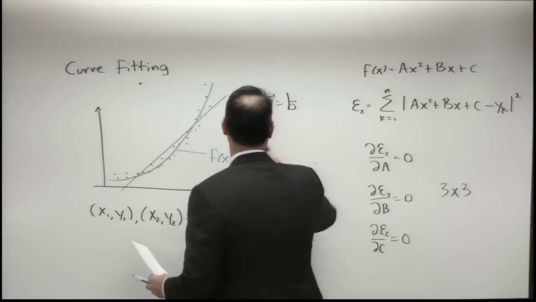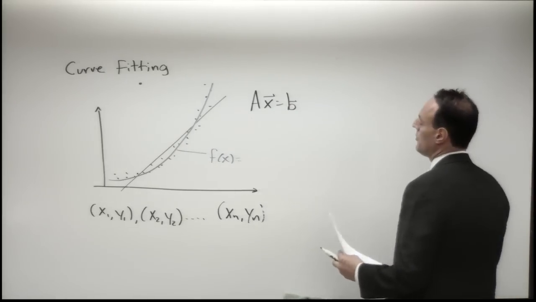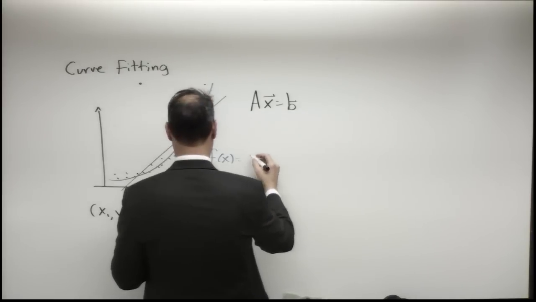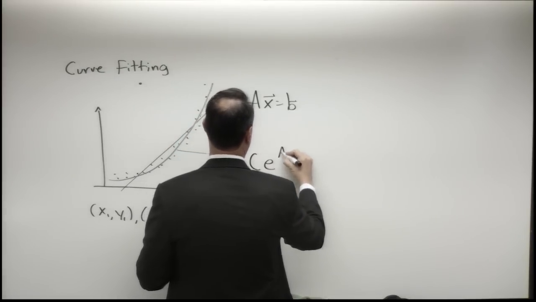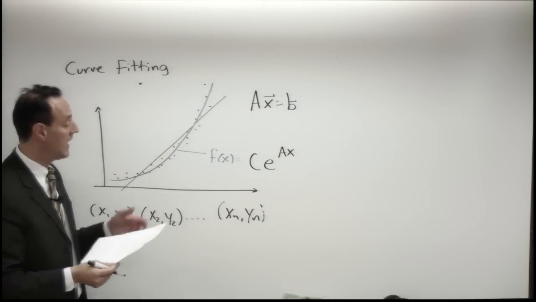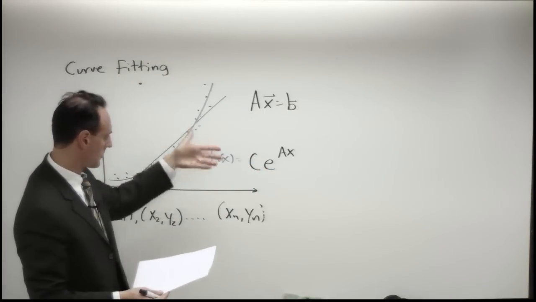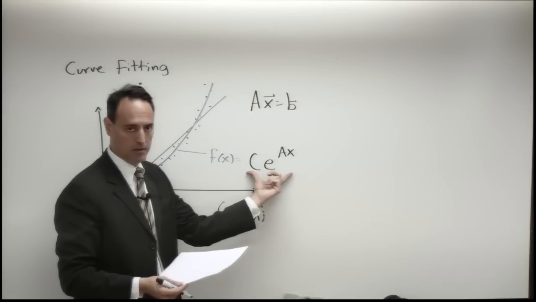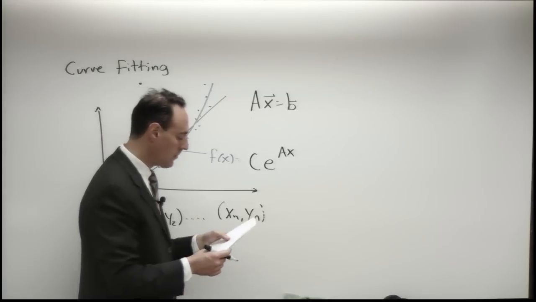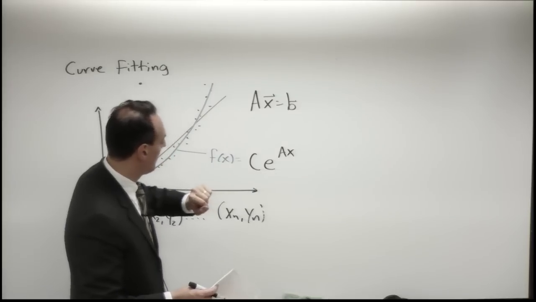So let's talk about some other options. Suppose instead that you have some belief that the data might have some kind of exponential behavior. So you'd say my fit here is going to be c e to the a x. This is no longer a polynomial. So now the question is, what does that do for your system of equations? Well, let's go through the process and see what happens.